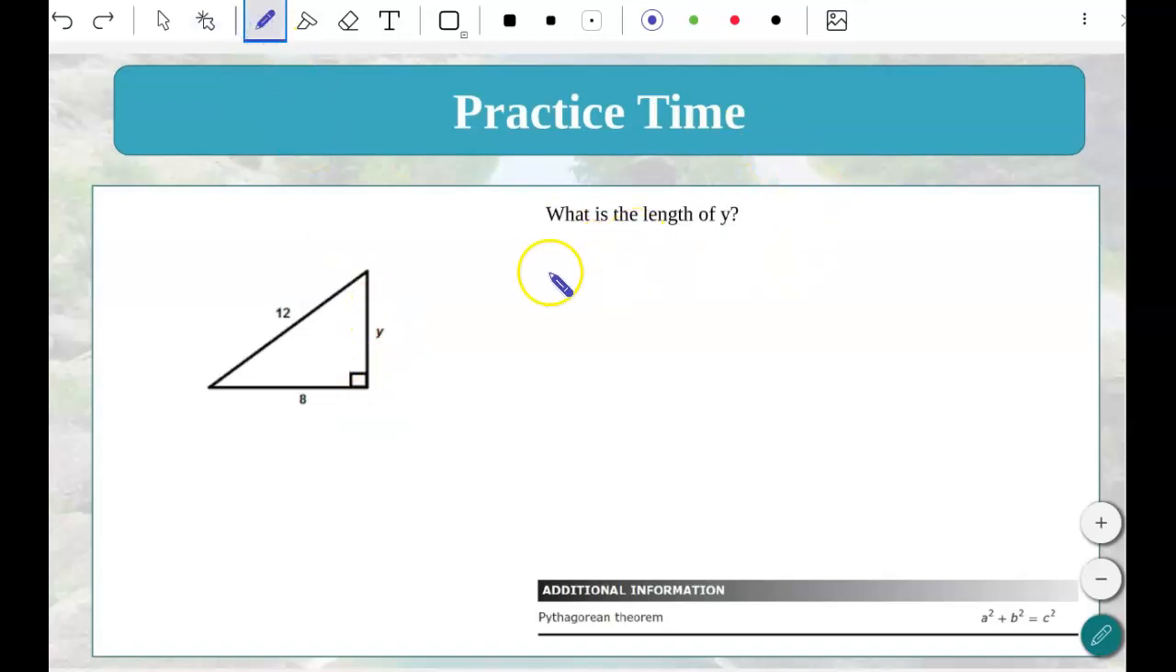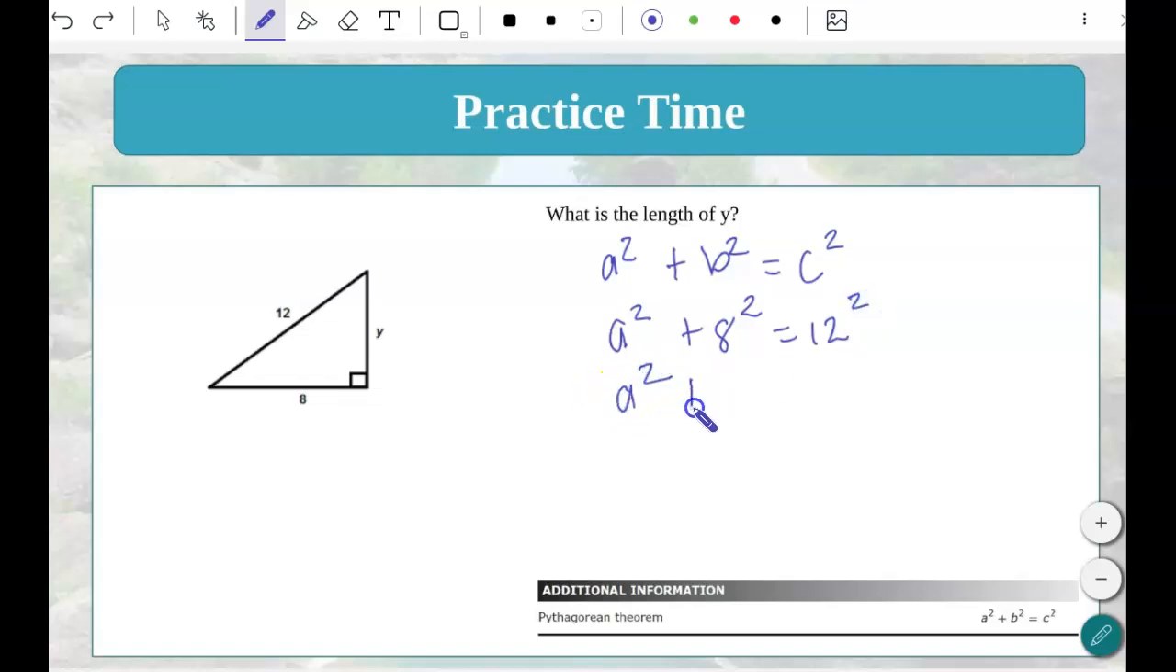So it doesn't matter if we use the 8 for A or B. Doesn't matter. Just one of the legs. So there's our formula. A squared plus B squared is equal to C squared. Let's go ahead and put A squared plus 8. We have that side. And we have the C.